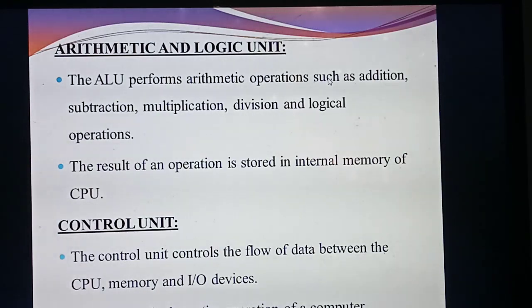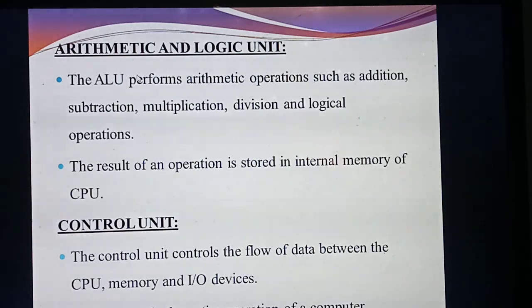Understood? So 2 points you have studied. What are the 2 points in ALU? It is mainly used to perform arithmetic operations. What are the arithmetic operations? Addition, subtraction, multiplication, division, and logical operation. After performing all the calculations, where will the result be stored? In the memory of a computer. Or sorry, the memory of a CPU. Understood what you mean by ALU?